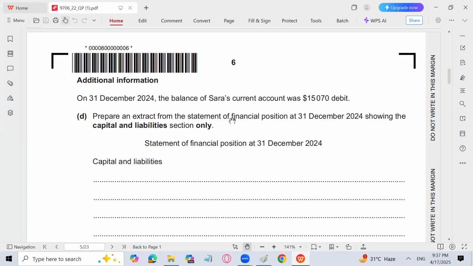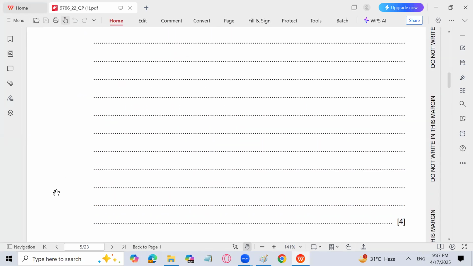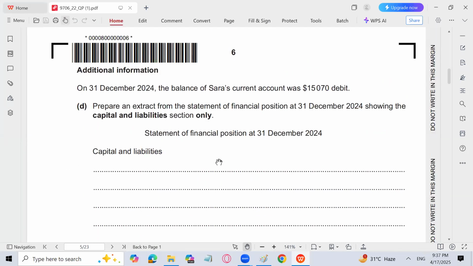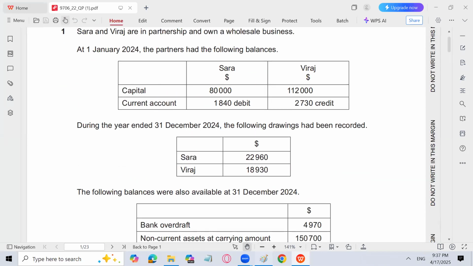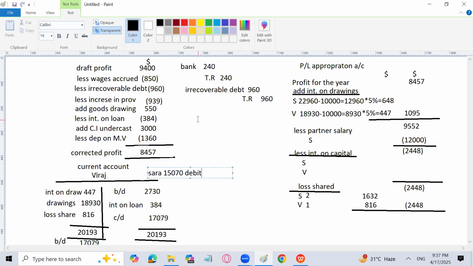Now prepare an extract from the statement of financial position showing the capital and liability section only. You have to record the capital and liabilities only over here. So let's see. First, I'm going to write the capital portion. So I will write here capital and liability section. I can write here the dollar sign. So first of all, I will write the capital, the capitals for Sara and Viraj.